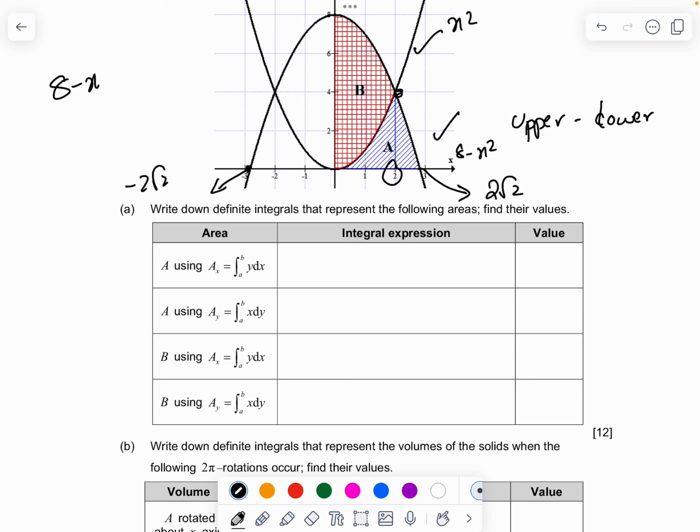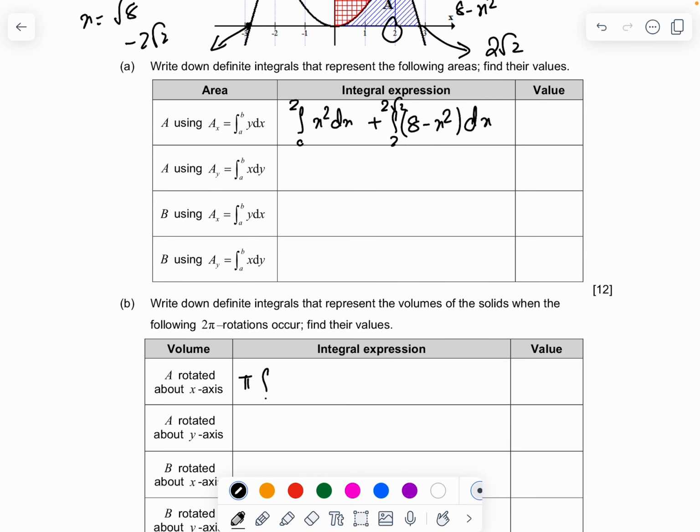How did I get 2 root 2? 8 minus x square equals 0, x square equals 8, x equals square root of 8, which is 2 root 2. So from 0 to 2, the upper curve is x square dx, and the lower curve is from 2 to 2 root 2, 8 minus x square dx. That is for A. So the volume for A will be the same: pi 0 to 2, upper curve x square whole square dx, plus pi 2 to 2 root 2, 8 minus x square whole square dx. That's going to be the area and the volume.